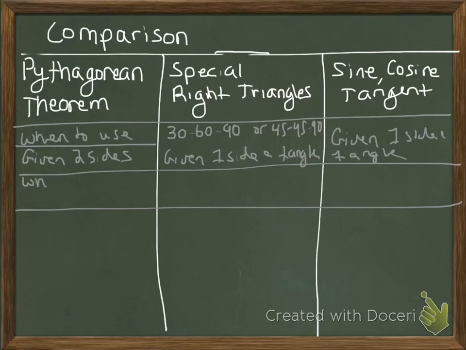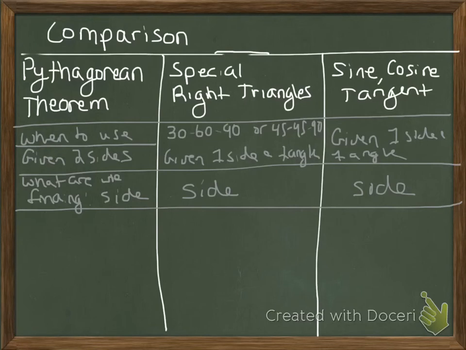What are we finding? For the Pythagorean theorem, a side. For special right triangles, a side. For sine, cosine, and tangent, a side. So this is why they get confusing.